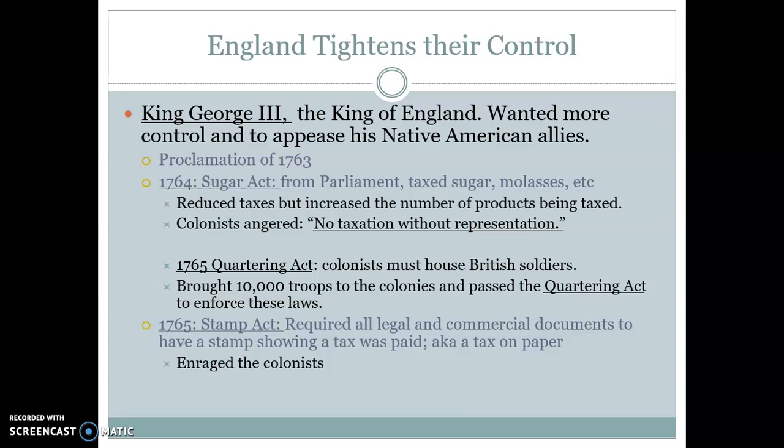Stamp Act, which was passed in 1765, which requires all legal and commercial documents to have a stamp showing a tax was paid. It was more or less a tax on paper.